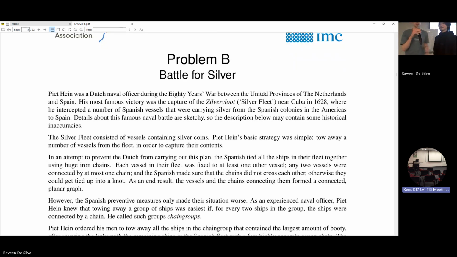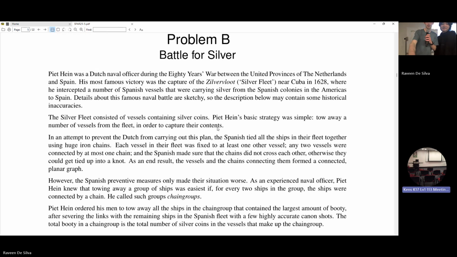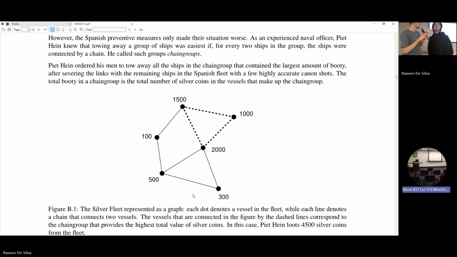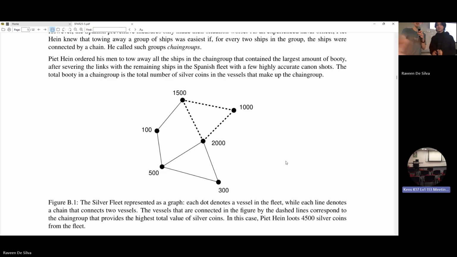Okay, so we are given a graph, pretty much. We're given a bunch of vertices, and each vertex has a number of coins associated with it. And also the graph is connected, undirected, unweighted, and planar, which means that none of the edges can cross each other. And yeah, so we have to find a clique, which is a subgraph where every vertex is connected to every other vertex.